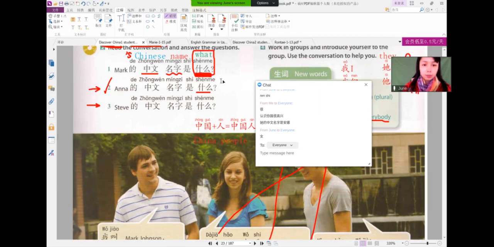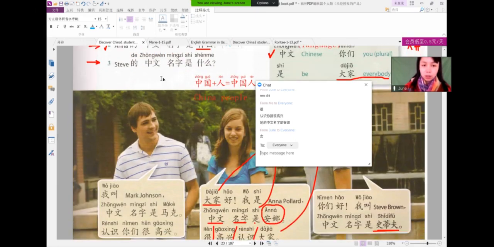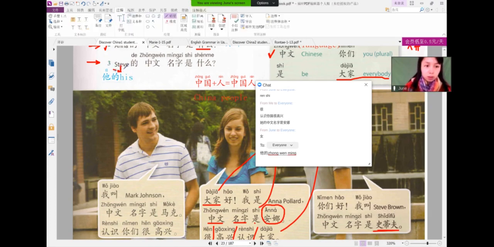So, which question can we answer? We just did this one. You want me to do the one for Steve? Steve 的中文名字是什么? And you want me to type the answer? Yes. Be careful which 他 it is. It's the male one. 他的 should be the male one. 他的中文名字是, what was his name?